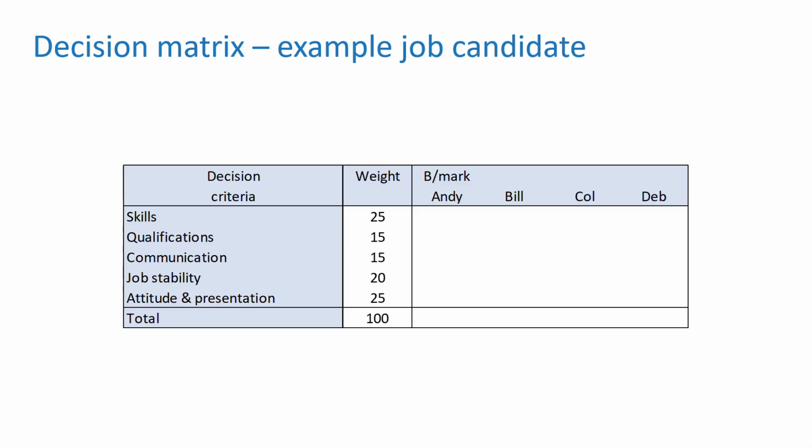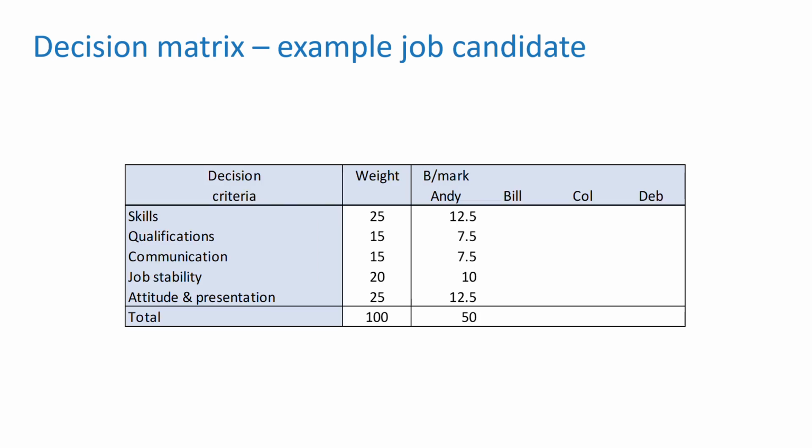And what you can see is that skills and attitude and presentation are the most important. Qualifications and communication, in this instance, are slightly less important, and job stability, previous employment record, and so on is somewhere in the middle. So we've weighted the decision criteria, and the next thing to do is to benchmark one of the employees. In this case, we've taken Andy, and for that benchmark, that option, that employee, that candidate in this case, is going to score 50% of the weighting.